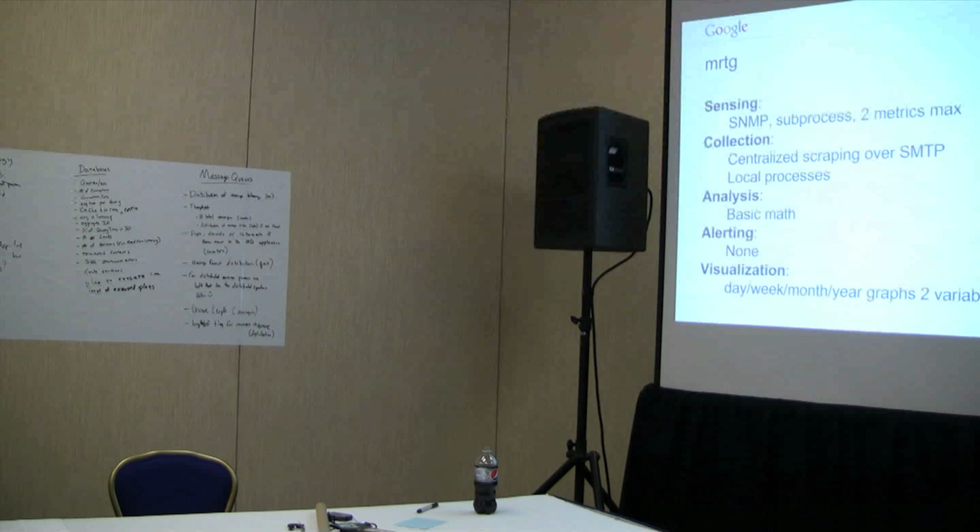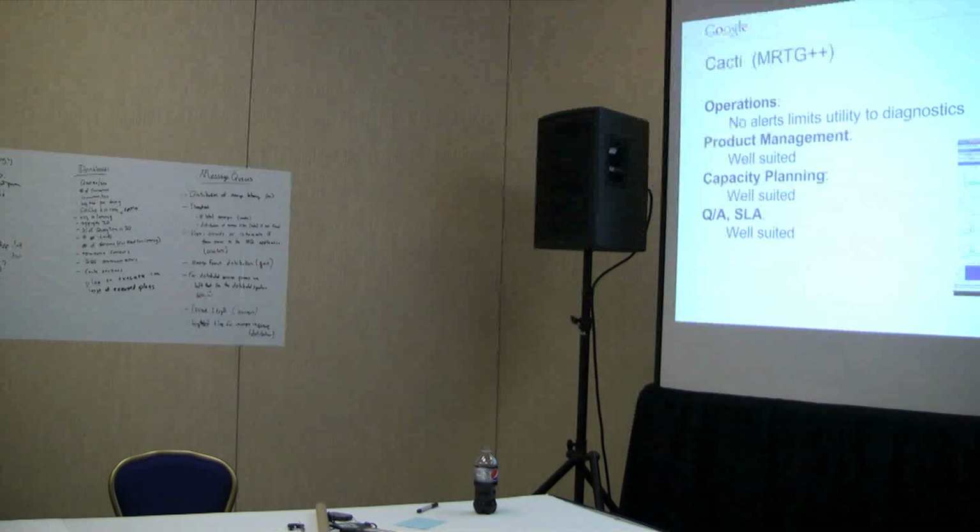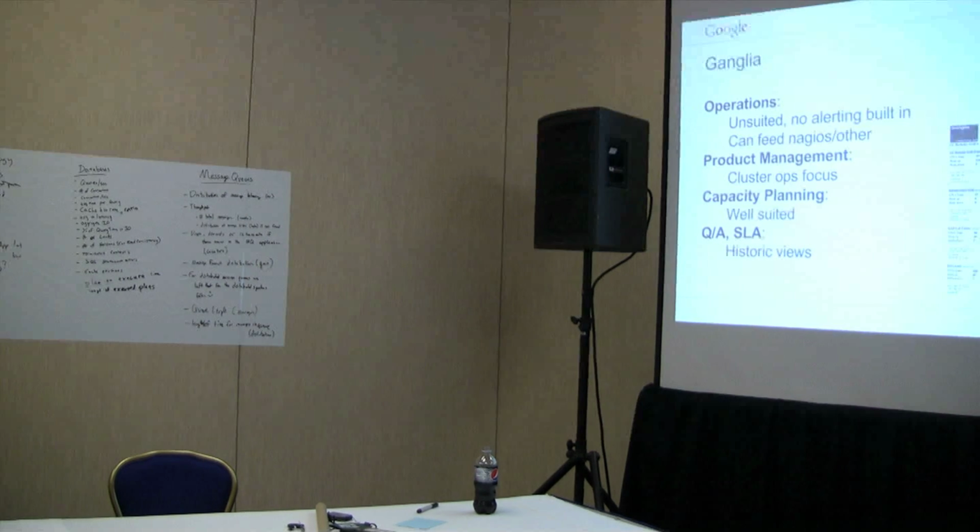So MRTG is not a complete monitoring solution because it lacks alerting and analysis. I mean, it does some basic smoothing and aggregation, and it's got a very weak data model, two values, and it's dominated by the notion of monitoring network switches. I know this is 15 plus years old, right? But if you fast forward to Ganglia, which is still 10 years old, you'll notice the graphs look a lot alike, right?